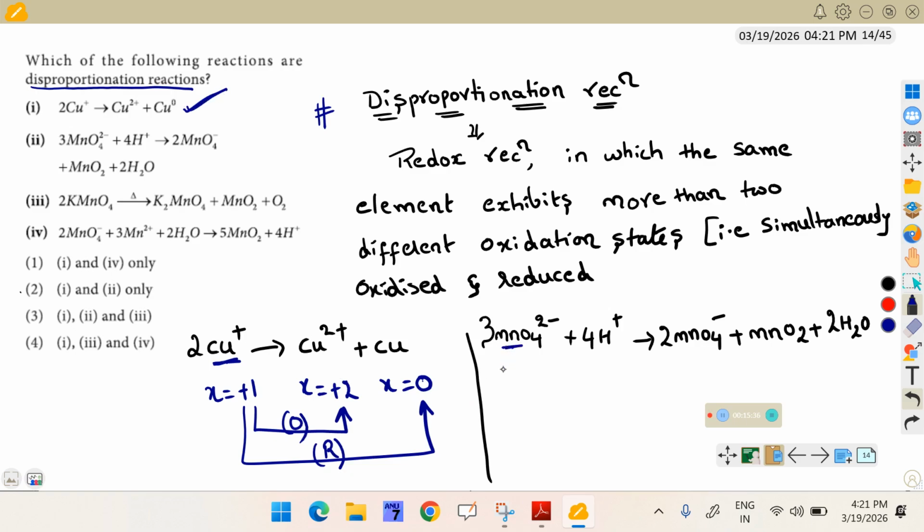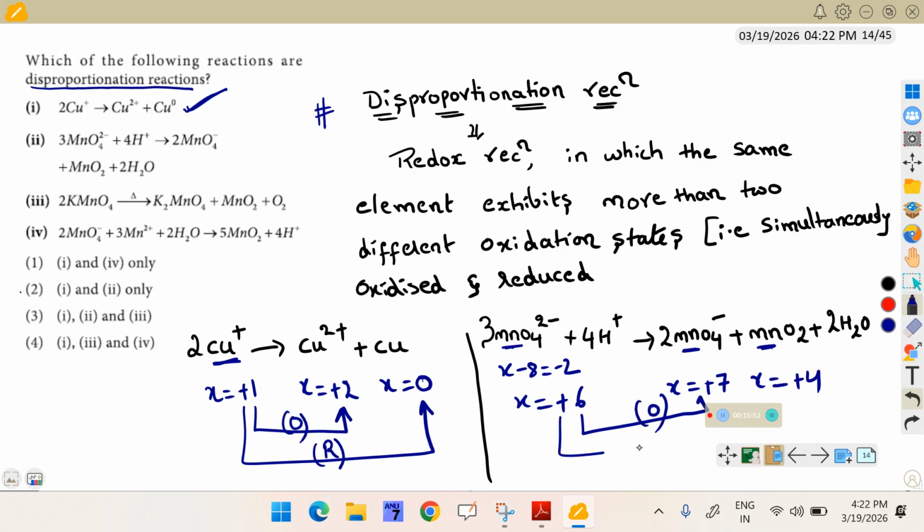Consider the second equation. x minus 8 is equal to minus 2, x is equal to plus 6. Here in MnO4 minus, x is equal to plus 7, and in MnO2, x is equal to plus 4. Manganese undergoes oxidation as well as reduction. The same element undergoes both. So the first two equations are disproportionation reactions. So the second option is the correct option.